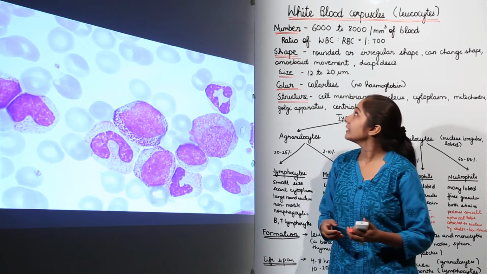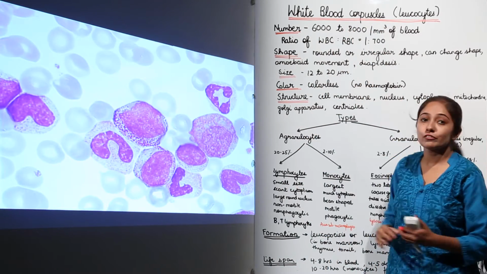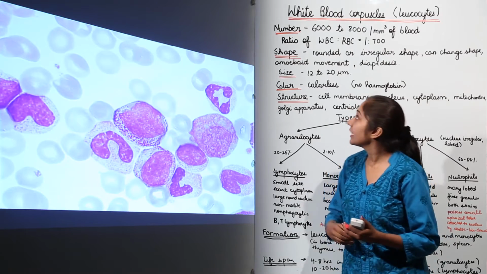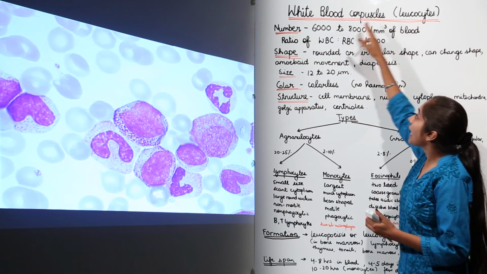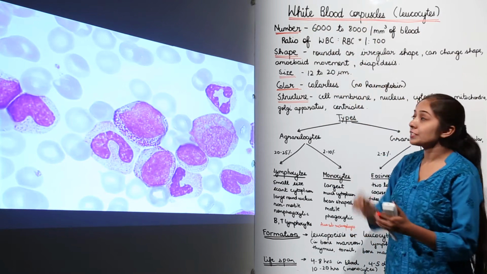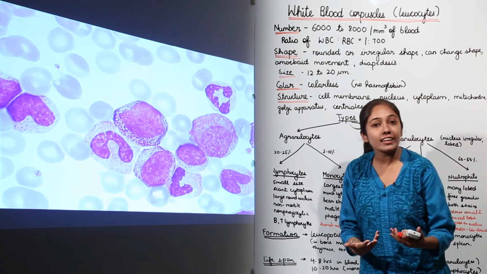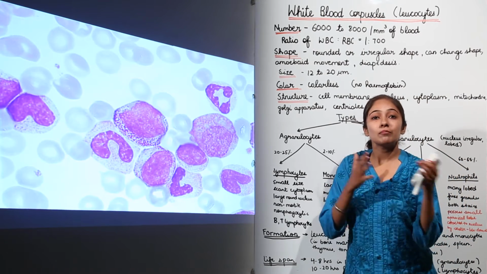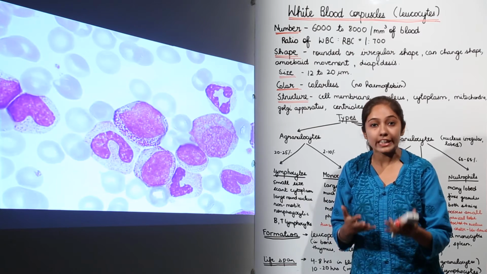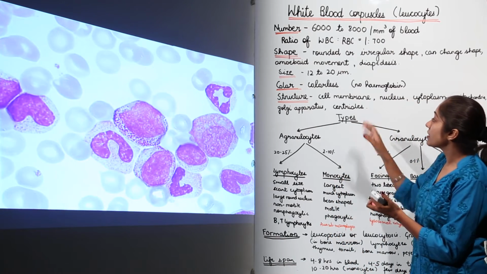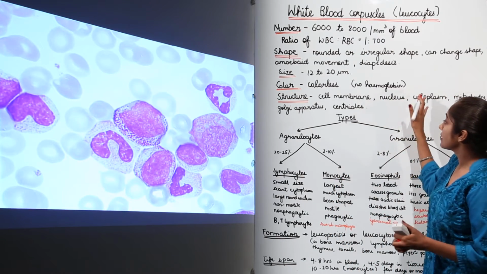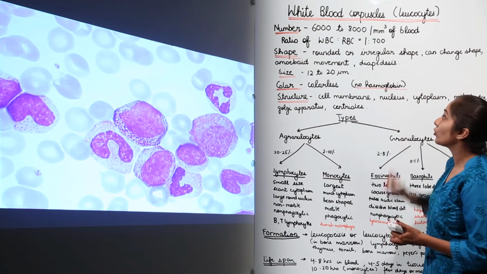Now let's discuss white blood corpuscles, which we also call leukocytes. Leukocytes are termed white blood corpuscles because they are colorless. Why are they colorless? Because, as compared to red blood corpuscles, they do not contain hemoglobin. So one very important feature of these cells is that they contain no hemoglobin.